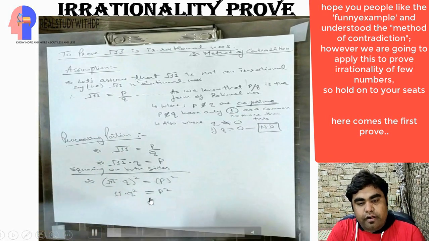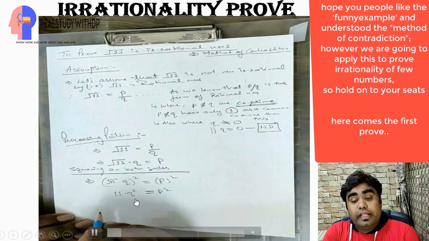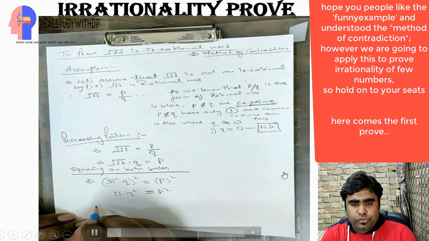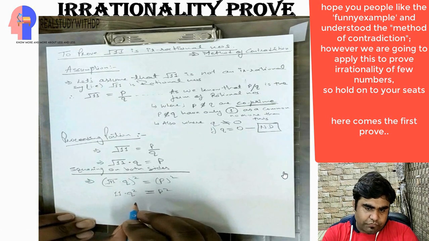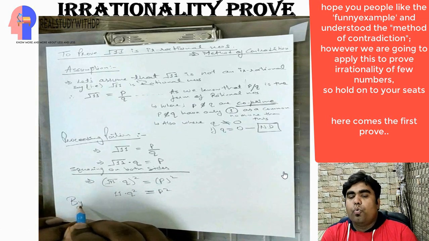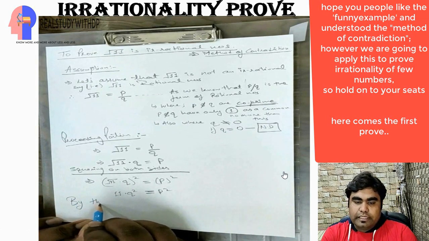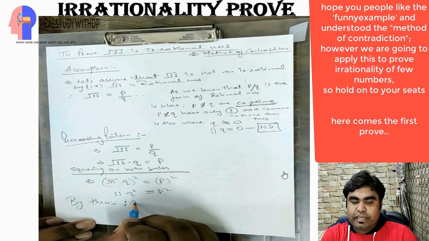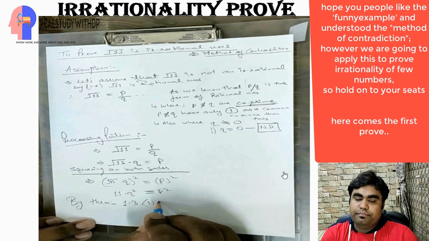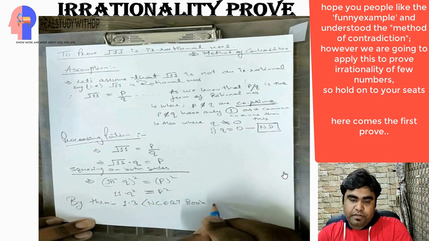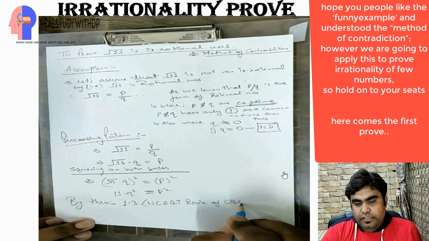As we have taken here, square root of 11 can be written as p by q. By simply shifting this q over there, it will be in the multiplication part, and let's square on both sides in order to remove this square root. By squaring on both sides, we will get 11 times q square equal to p square. Now this statement we have to stick with.